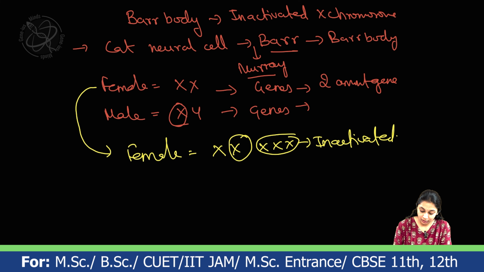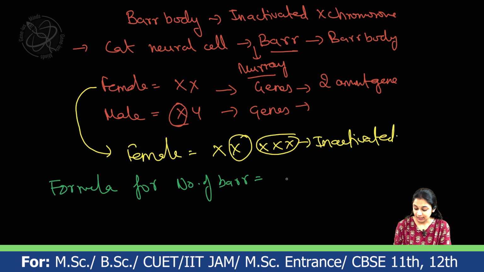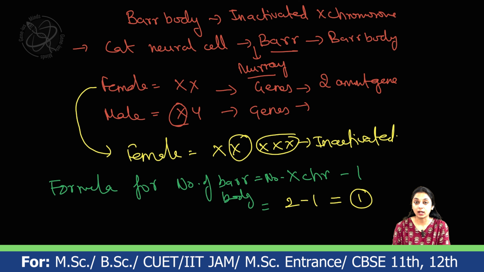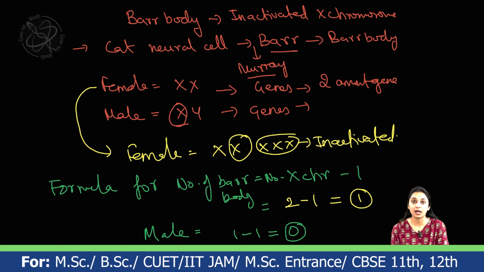Now, there is a formula to calculate the number of Barr bodies. The number of Barr bodies is the total number of X chromosomes minus 1. A normal female has 2 X chromosomes, so it is 2 minus 1, that is 1. So all normal females have one Barr body in each cell. For males, there is 1 X chromosome, so it is 1 minus 1, which is equal to 0. So normal males do not have any Barr bodies.